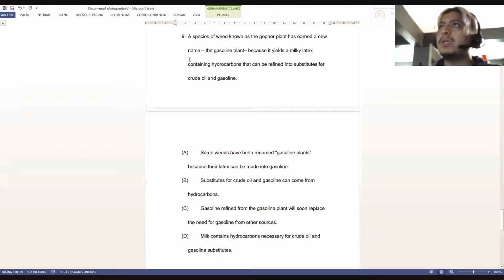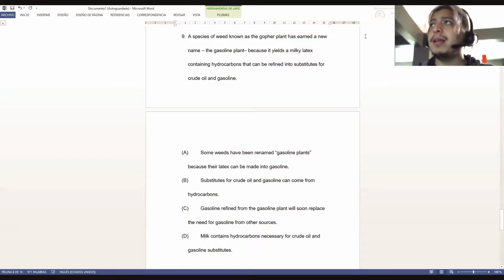So a species of weed known as the gopher plant has earned a new name. Remember, earning is like winning, but when you deserve it. You don't win your money. When you work, you don't win your money. Winning is like in a contest or in the lottery. If you play the lottery, you can win money. If you work, you are not winning money because it's not because of luck. You are earning money. To earn something means that you do something in exchange for that. It's not for free.